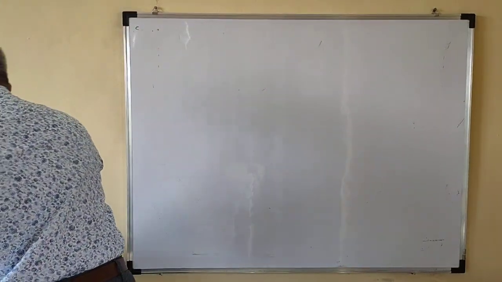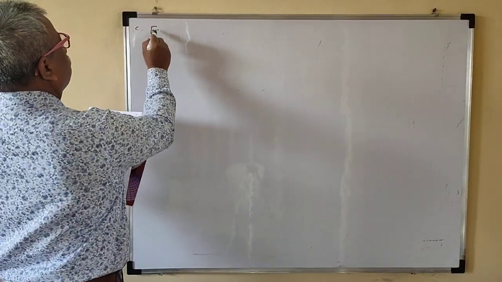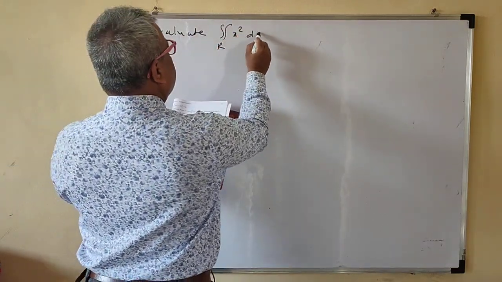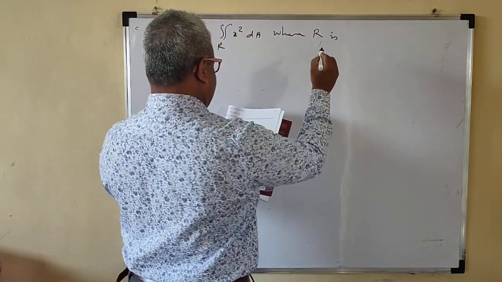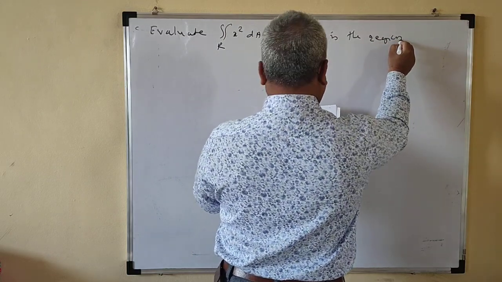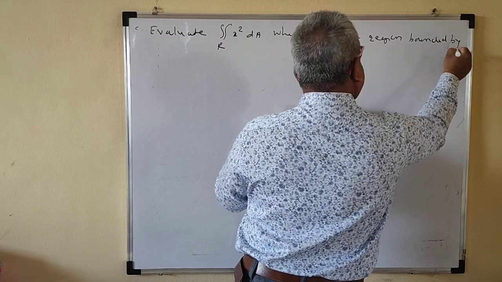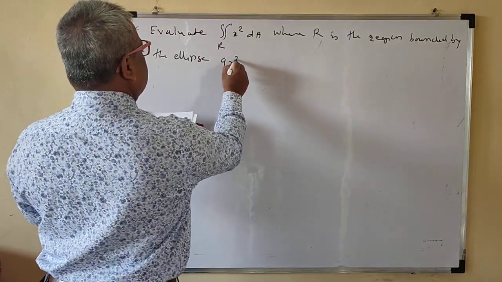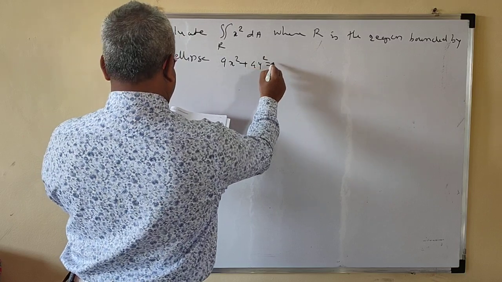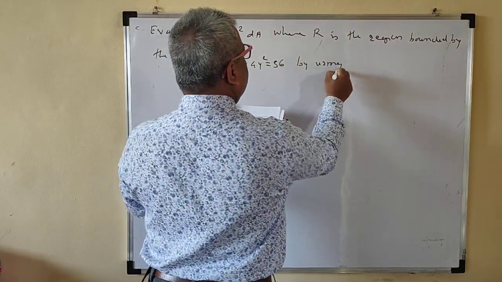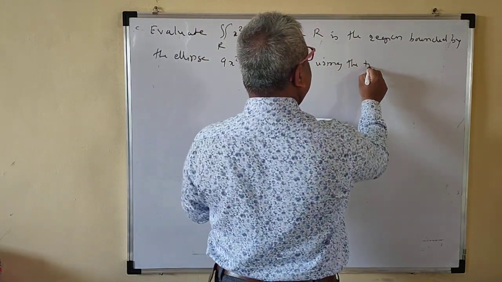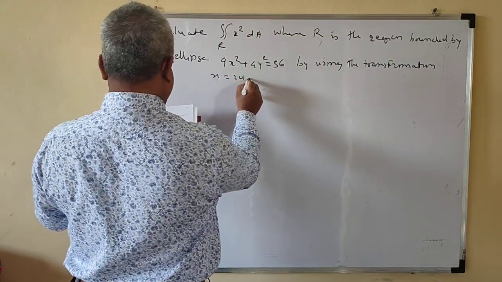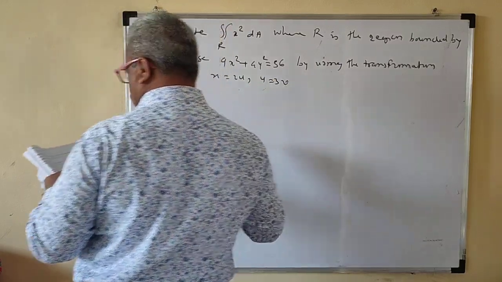We take the next problem. Evaluate the double integral over R of x square dA, where R is the region bounded by the ellipse 9x square plus 4y square is equal to 36, by using the transformation x is equal to twice u, y is equal to 3v.